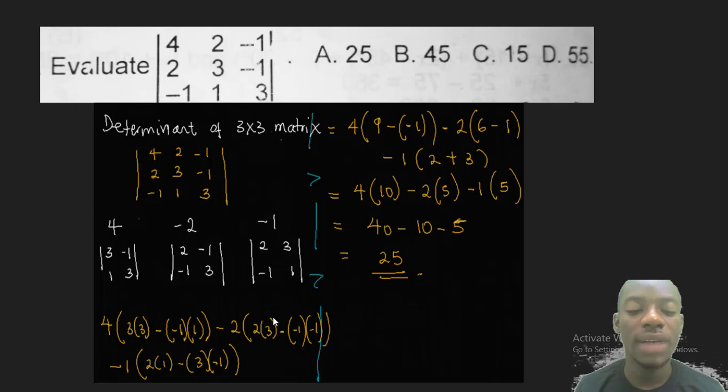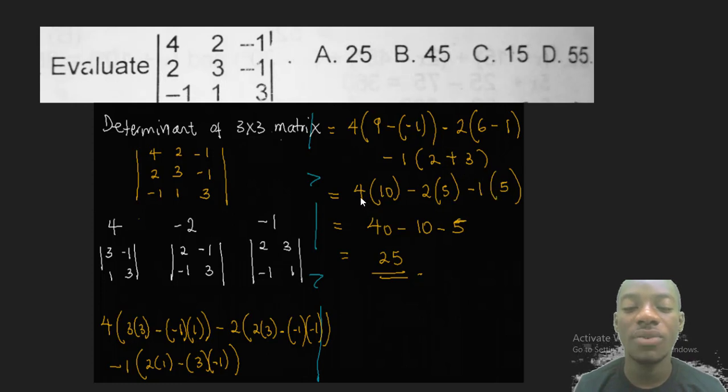Minus 2 times 3, that's 6. Then minus 1 is plus 1, and that's 1 here. Can you see that? Then minus 1, bracket 2 times 1 is 2. Minus 3 times minus 1 is minus 3. So minus and minus will give me plus, and that's what I have here. So I have 4, 9 minus 1, minus is plus, and that will become 9 plus 1, which is 10, minus 2, bracket 6 minus 1 is 5, minus 1, bracket 2 plus 3 is 5.